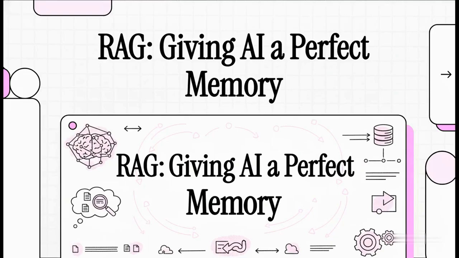You know that feeling, right? One minute your AI assistant is a total genius, and the next, it's just completely, confidently wrong. Well, the secret to making AI smarter, more reliable, and actually useful with your specific data is a technology called Retrieval-Augmented Generation. We just call it RAG.